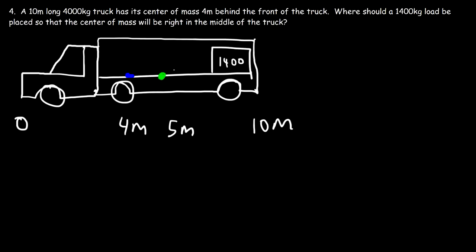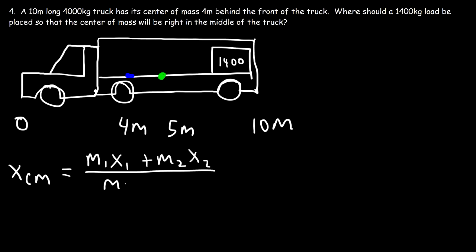So keep this in mind. The blue dot represents the center of mass of the truck alone. The green dot is the center of mass of the truck and the load combined. So in order to determine where we should place the load, we need to use this equation. The center of mass of the truck and the load is equal to the mass of the truck times the center of mass of the truck plus the mass of the load times the position of where the load is located, divided by the total mass. So the center of mass of the system is 5. That's where we want it to be.